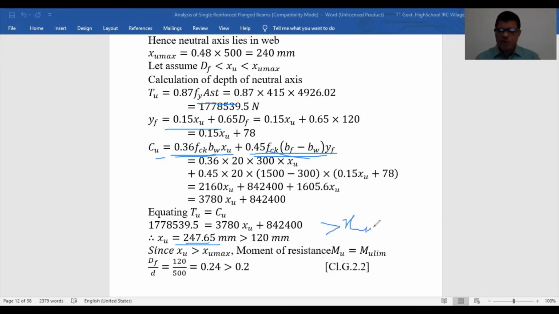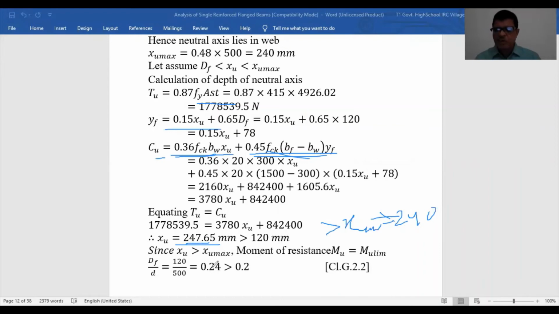XU maximum was 240. So it is also greater than 240. It is greater than DF. So if XU is greater than XU maximum, it is an over-reinforced section, then you have to find the moment of resistance as a balanced section.